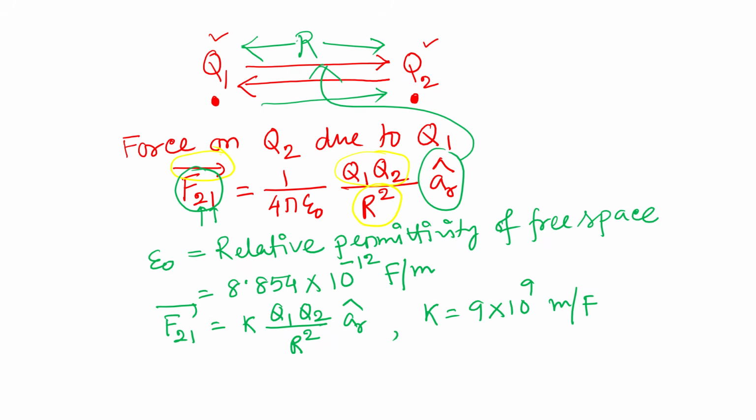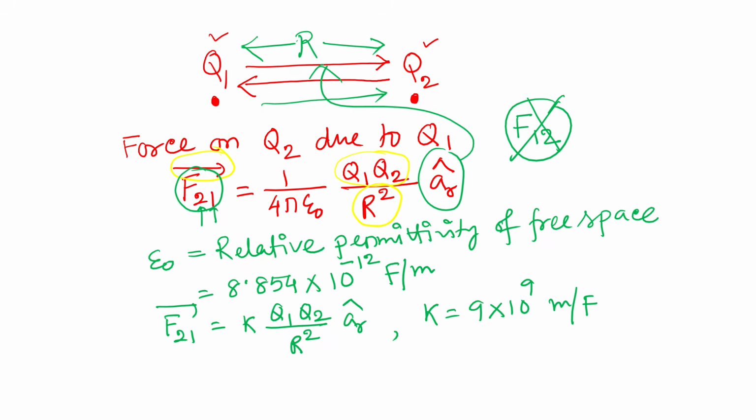If I want to represent force on Q2 due to Q1 and I symbolize it using F12, then it conveys a wrong meaning. F12 has a different meaning, and F21 has a different meaning. So whichever notation we use, we should be very clear about its representation and meaning. So F21 represents force on Q2 due to Q1.